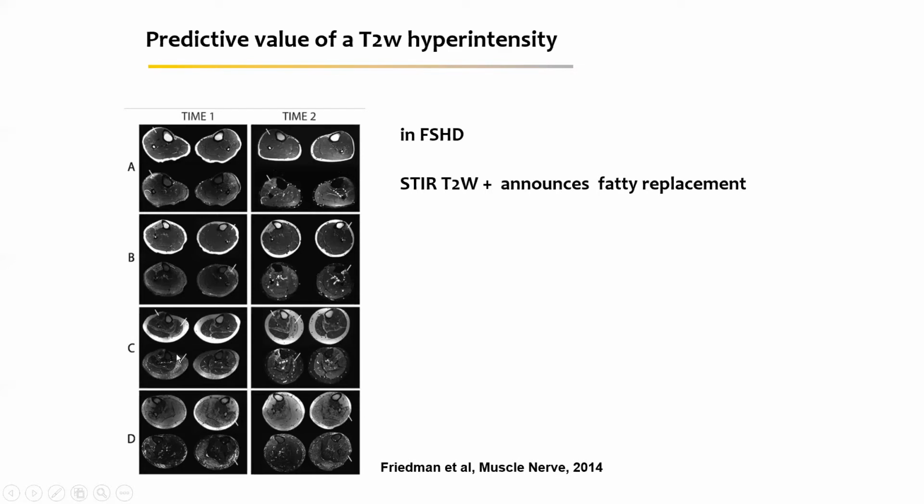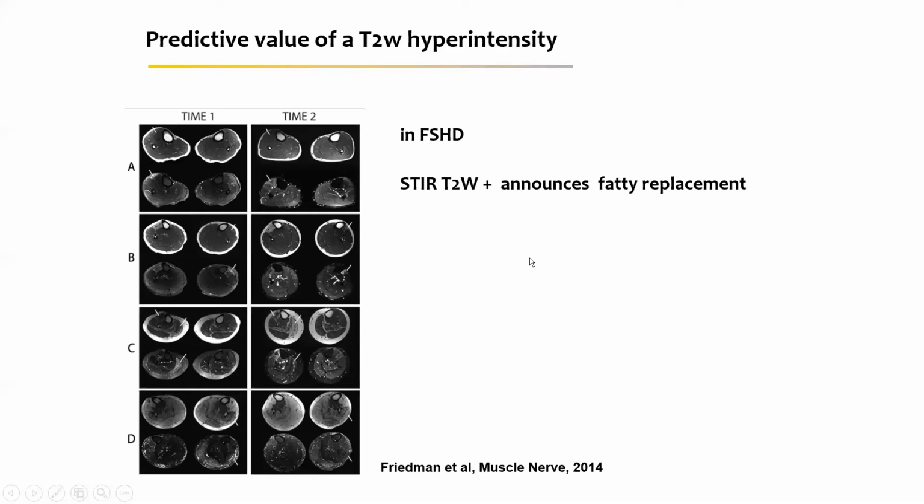Look here, you have a very positive STIR image in the gastrocnemius medialis at the time where the fatty replacement is present but minimal, and look, after 6 months or 1 year, this gastrocnemius is totally destroyed. Another example here: we have positivity in the tibialis anterior, which appears normal. If you come back a few months later, you see that this muscle is now undergoing fatty replacement. This muscle is being destroyed.